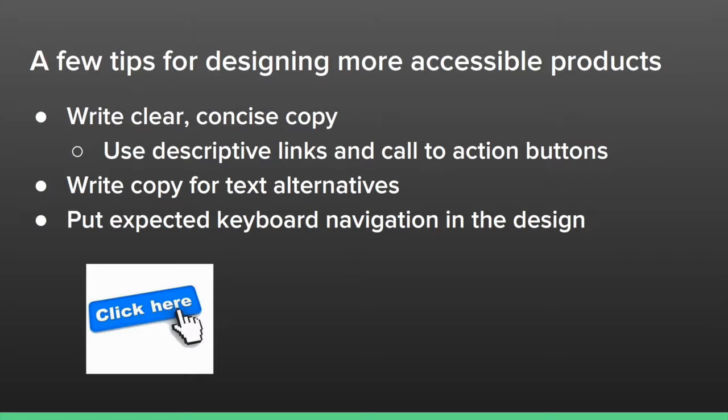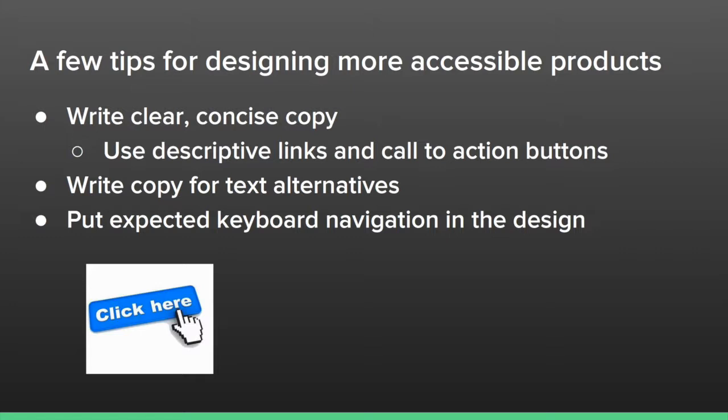So a couple more tips for designing more accessible products because they didn't fit on the other slide. So want to write clear and concise copy. This means descriptive links and call to action buttons. We don't like to see stuff like read more, click here. Those are not very useful. Click where, is this taking me, learn more about what. So if you're only looking at the links or the buttons, they should make sense. So it should say, sign up for a free trial, learn more about the iPhone 10. Those are way more useful for everyone.